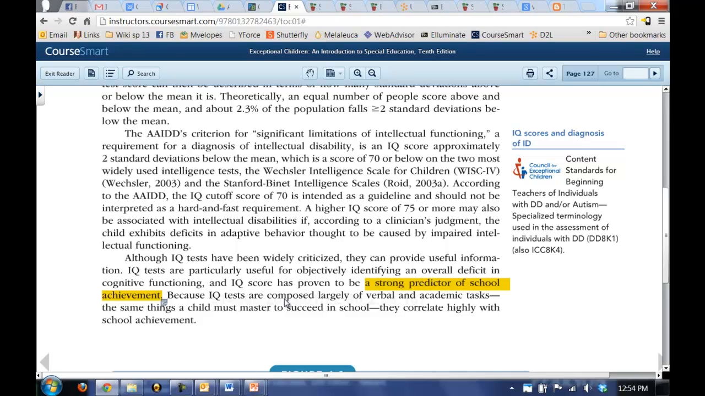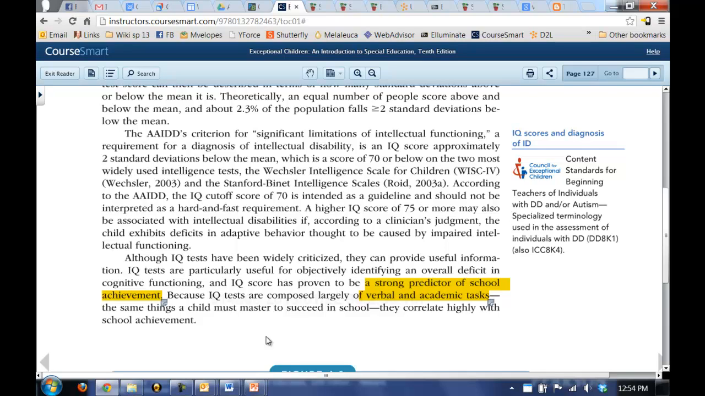And this statement here is really important. Because IQ tests are composed largely of verbal and academic tasks, the same things the child must master in school to succeed in school, they correlate highly with school achievement. And we've done that to our culture a little bit, that people that do well with these seem to get to go to the front, and it's based on this.